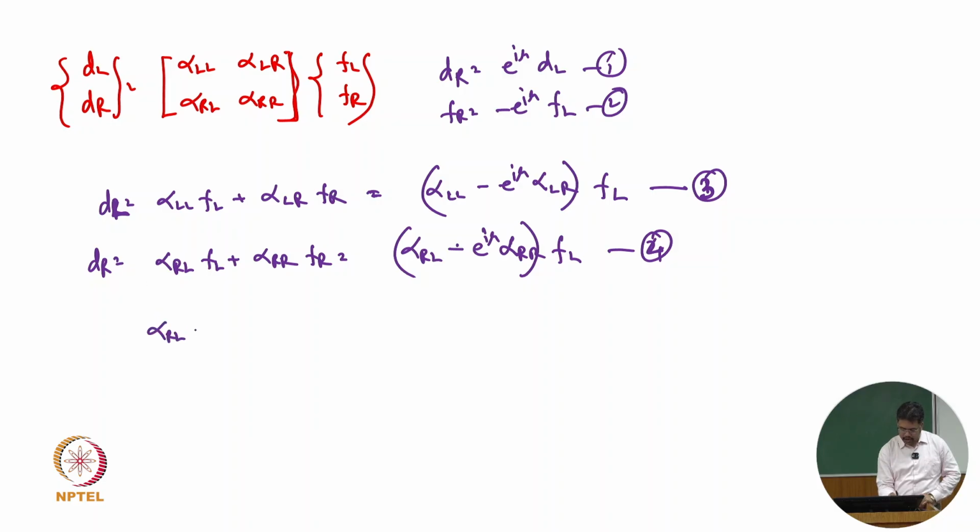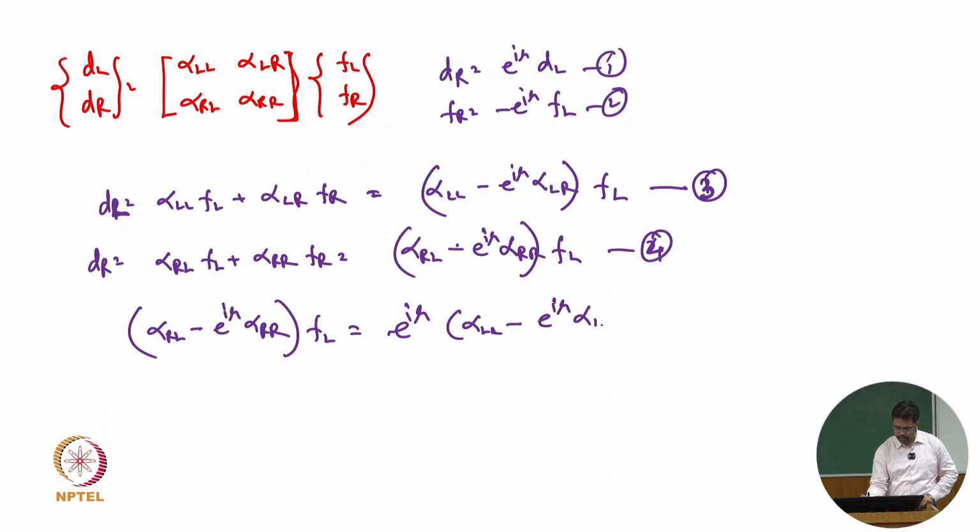dr, that is alpha RL into e to the power of I mu times alpha RR into FL, should be equal to e to the power of I mu times alpha LL minus e to the power of I mu times alpha LR times FL. Okay, combining, once we are substituting 3 and 4 into equation 1, FL can be cancelled out. So what can I write?